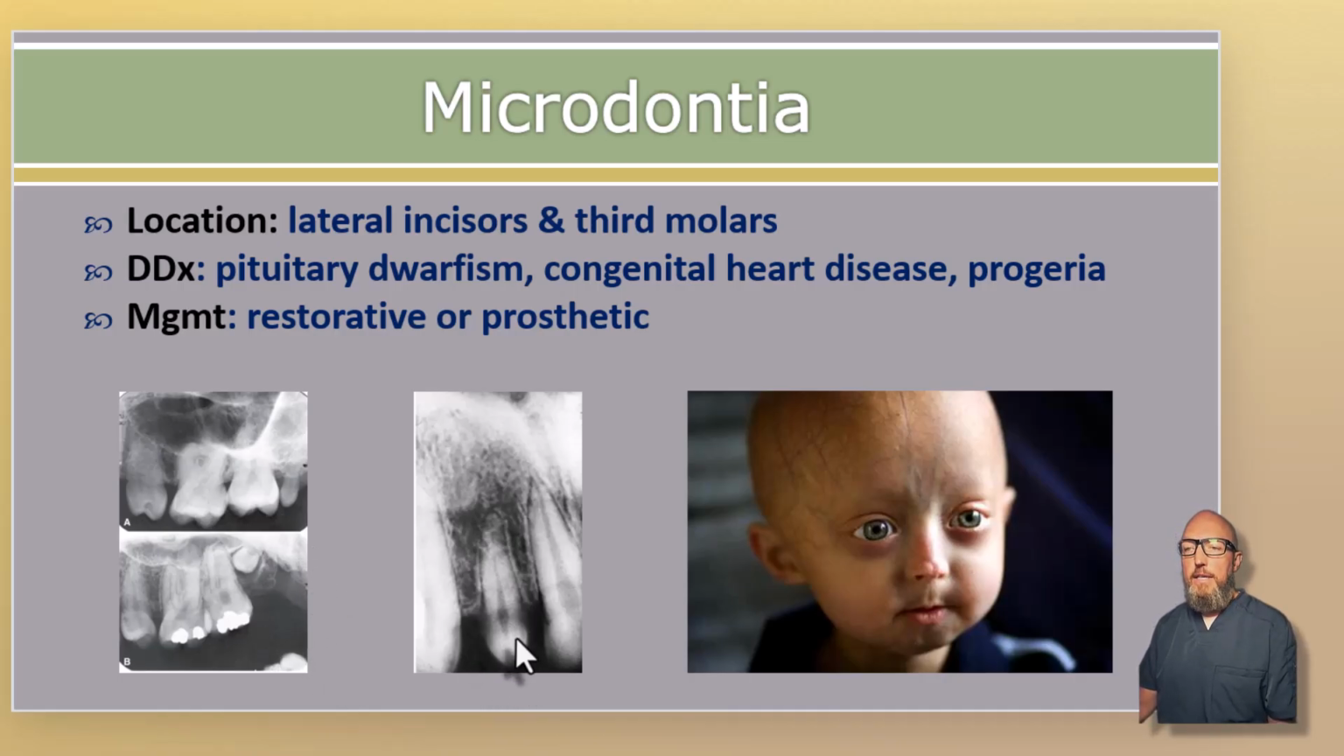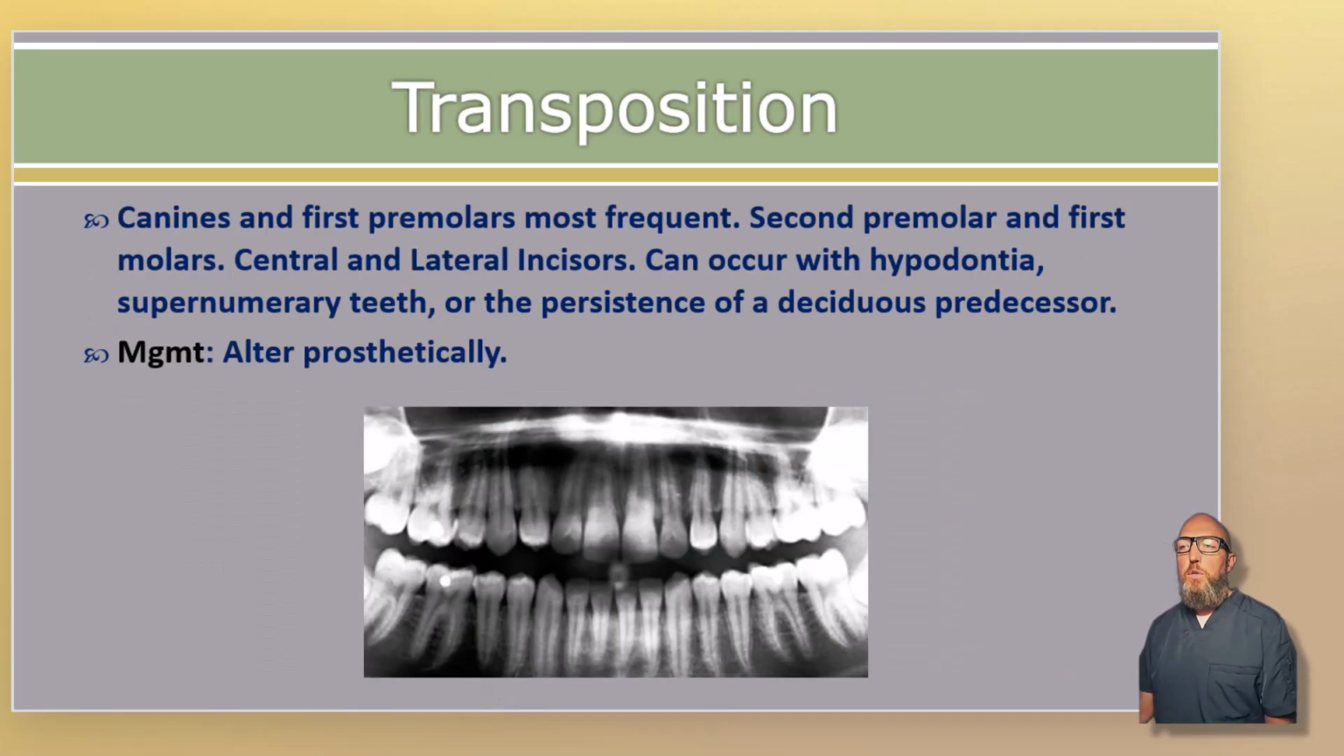Peg-shaped lateral incisors is not uncommon. And then what's transposition? This is just altering position of teeth. Sometimes it occurs with hypodontia or supernumerary teeth. Sometimes it's just impacted teeth, and then one erupts in the wrong location.